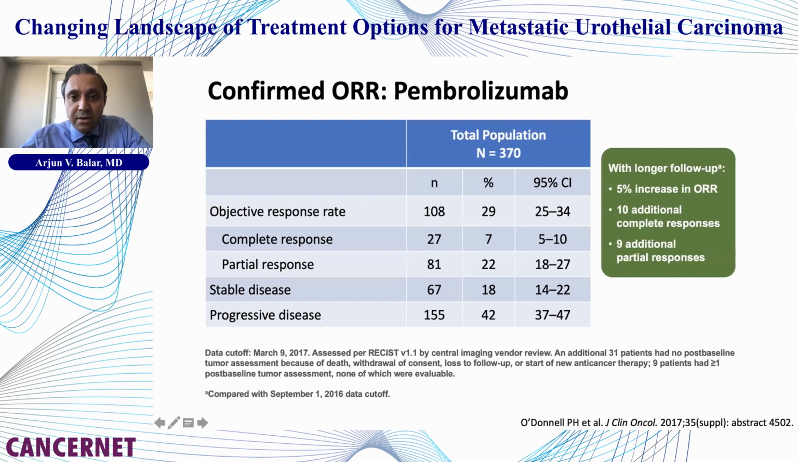Dr. O'Donnell had updated our data set in 2018 and showed that with longer follow-up, we had a 5% increase in objective response, at a 29% objective response rate. Again, reflecting that with ongoing treatment and ongoing follow-up, stable diseases convert to partial responses, and even partial responses convert to complete responses. And this is something that we just don't see with chemotherapy.